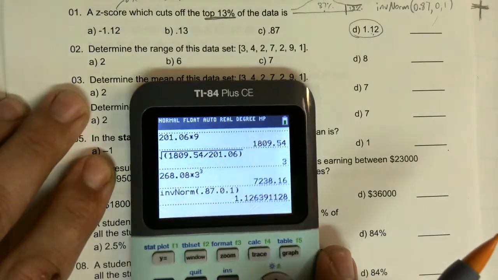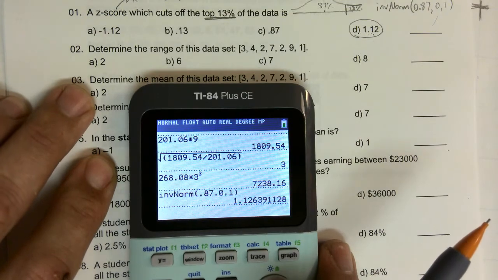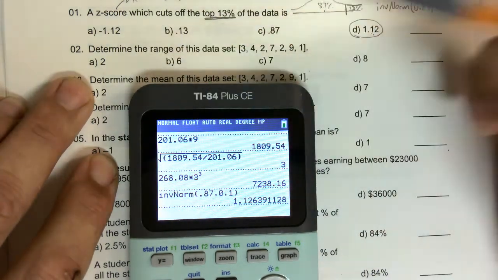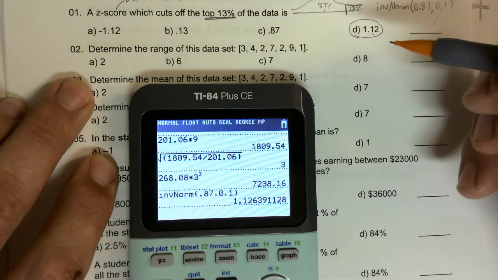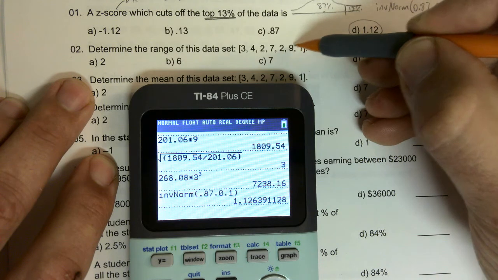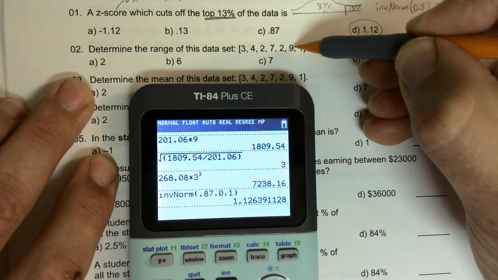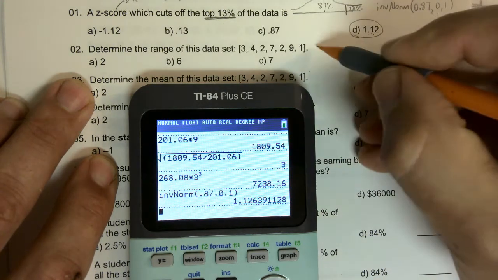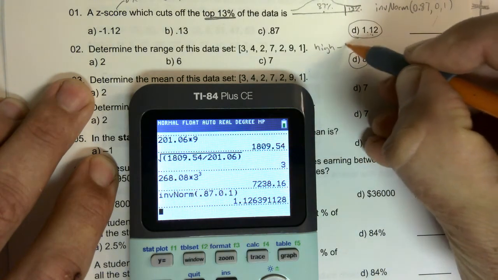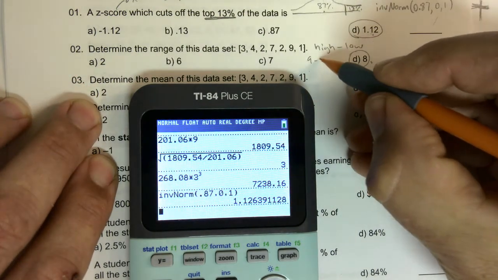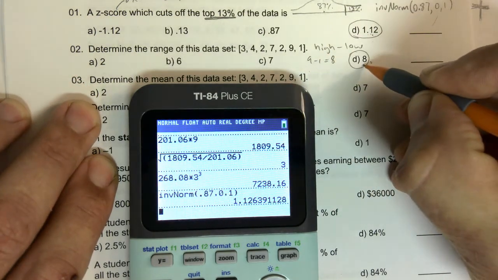Okay. Next, determine the range of this data set. And this should be fairly easy. Range is high minus low, right? So you just go 9 minus 1, right? Which is 8. Okay. High minus low is your range, and that's 8 there. So that's 9 minus 1, which is 8. So that's how we got that.